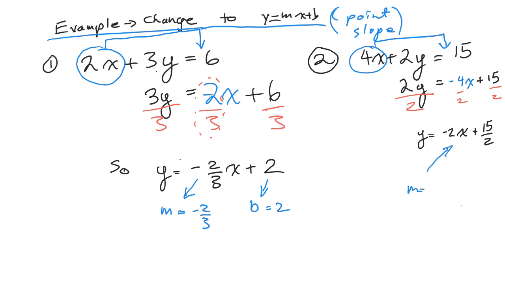Now, if I asked you, you could easily tell me what the slope is. m is equal to 2, sorry, not 2, but negative 2, or you could have written it as negative 2 over 1, where our b value, our y-intercept, is 15 over 2, otherwise known as 7.5. And we're done. That's it.